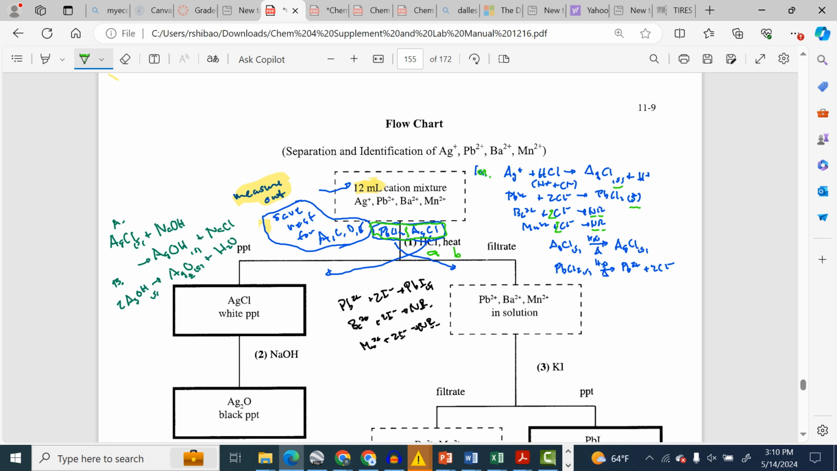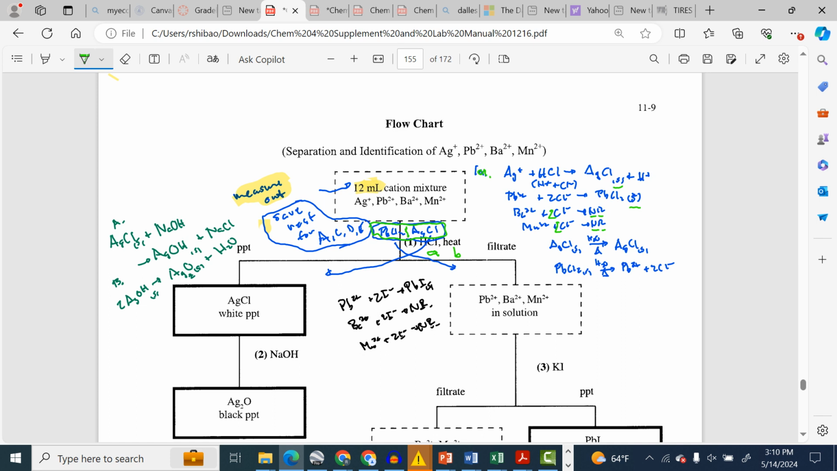Okay, then I need to adjust the height so that the cone hits the gauze, so I get the maximum amount of heat on the gauze. And then just start heating it. We don't have any boiling chips this time, so just heat it up normally.